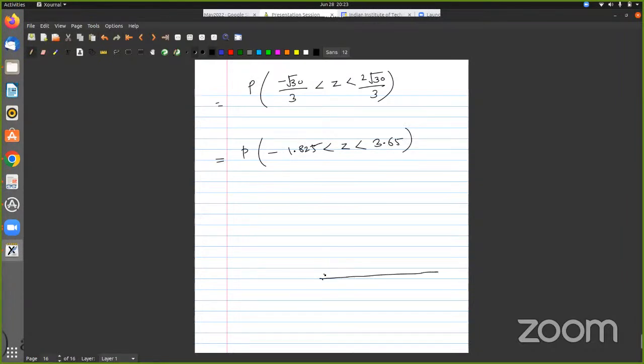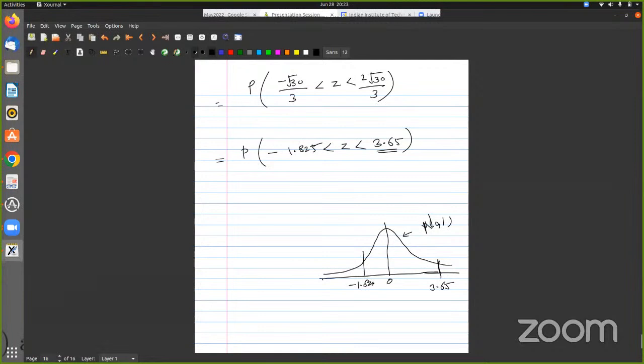What I told you before is okay. Since this is z, this is Z01, the standard normal. So where will my 3.65 lie? This side, the right side, somewhere here. And where will this value, minus 1.825, come? On the left side, somewhere closer to the center. These are not equal.